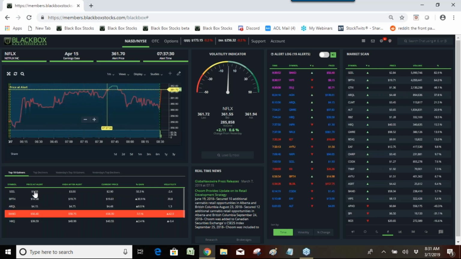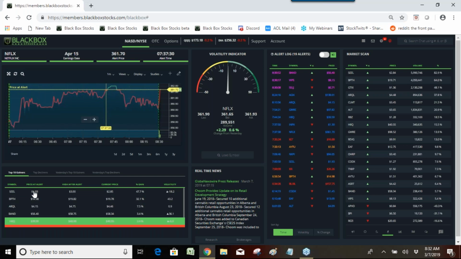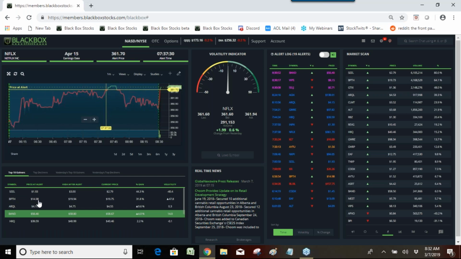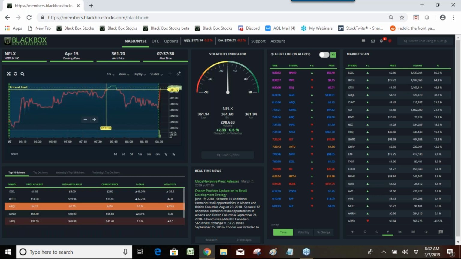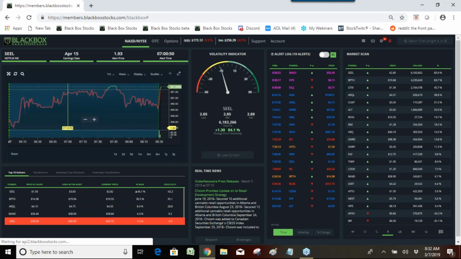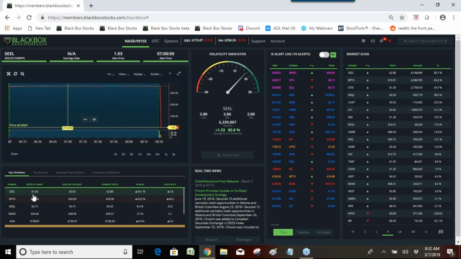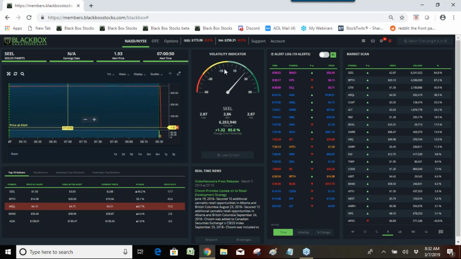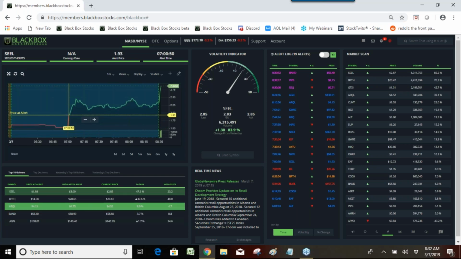SEAL, it's up 47%. I don't know if we looked at that one. BPTH, we alerted this at 15 bucks. It's almost at 20. I'm going to click SEAL. That one's intriguing me. Look at the volume and the volatility indicator on SEAL. Wow, it opened and popped. Here was our alert.